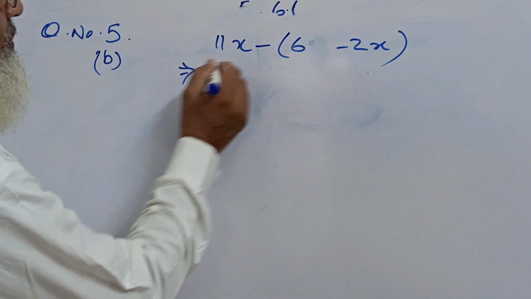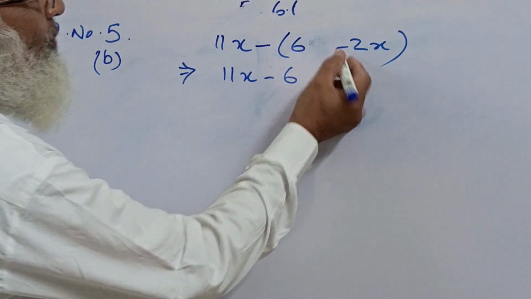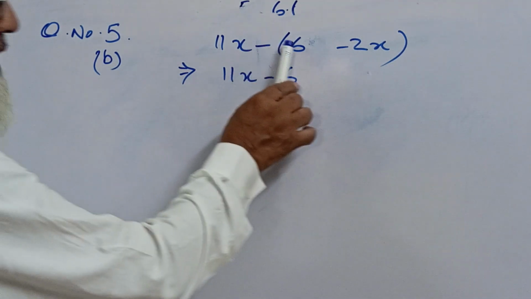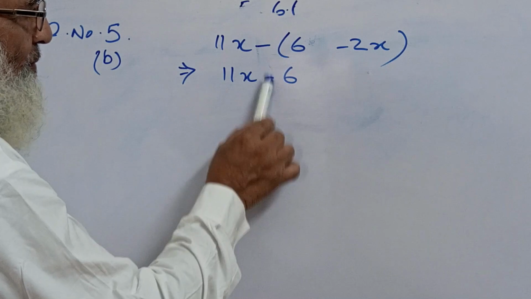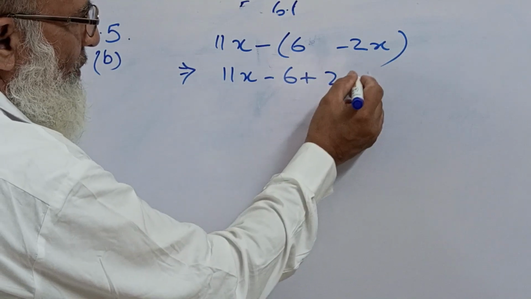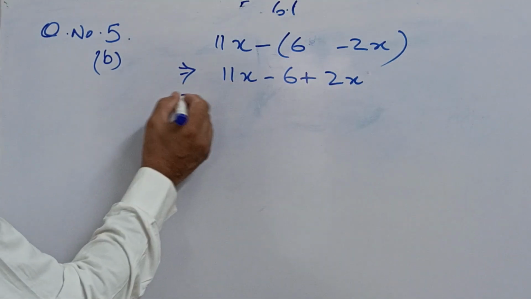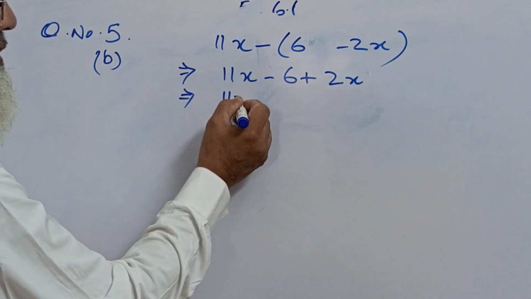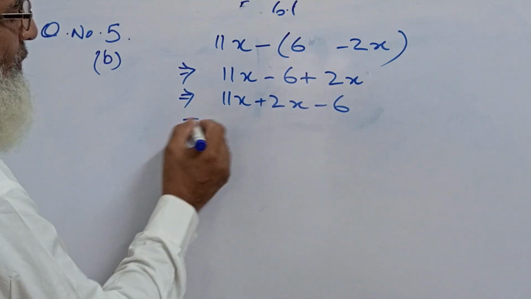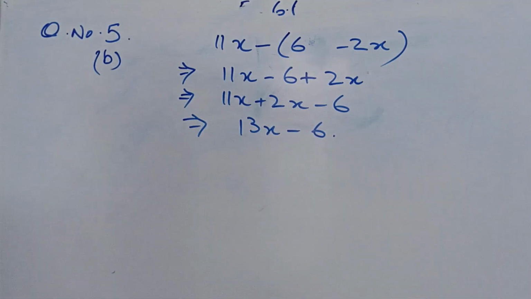Now this is a very simple question. The only thing which is being multiplied over here is this sign. Minus with plus is minus, minus with minus is plus, and the rest of it is the same. Now you see the same quantities, bring them together and it will become 2x minus 6. So it will become 13x minus 6. Okay.